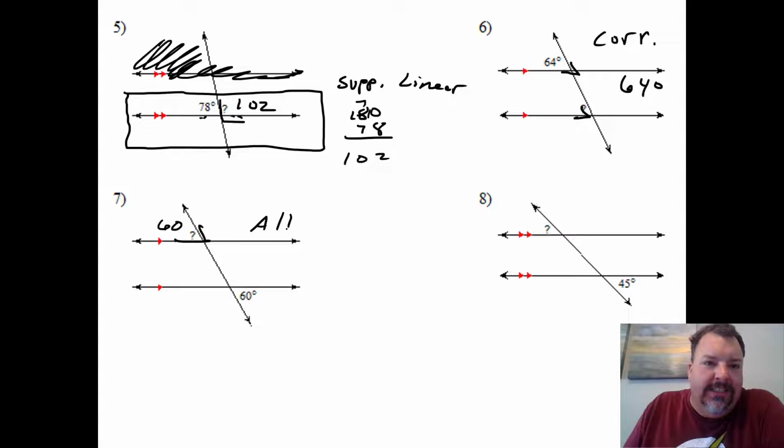These are both alternate exterior angles. And the last one here, these are also alternate exterior angles. And this would be 45 degrees.